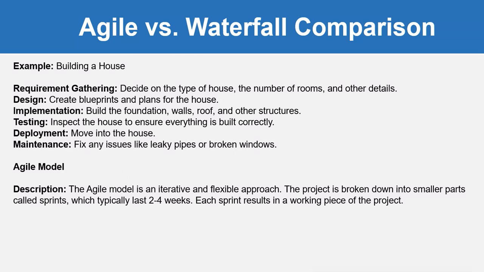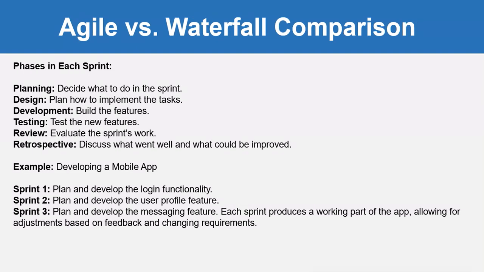Now if we talk about the agile model, the agile model is an iterative and flexible approach. The project is broken down into smaller parts called sprints, which typically last 2 to 4 weeks. Each sprint results in a working piece of the project. Phases in each sprint are: planning, decide what to do in the sprint. Design, plan how to implement the task. Development, build the features. Testing, test the new features. Review, evaluate the sprint's work. Retrospective, discuss what went well and what could be improved.